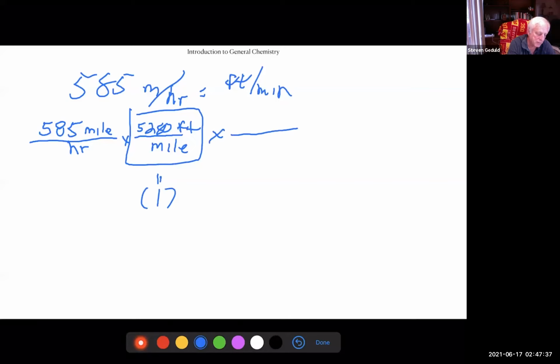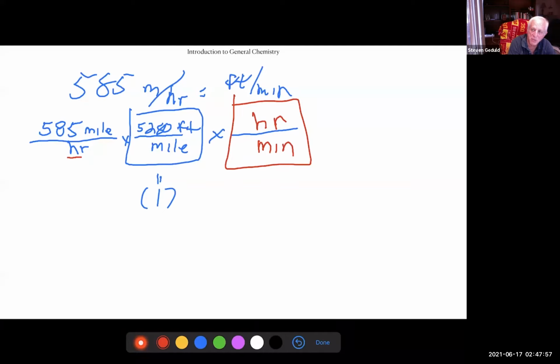So now the tricky part here is hours is on the bottom. So now you got to go on top to make that cancel. They have to be on opposite sides. And you want to go to minutes. How do I make this say 1? How many minutes in an hour? How do I make that say 1?